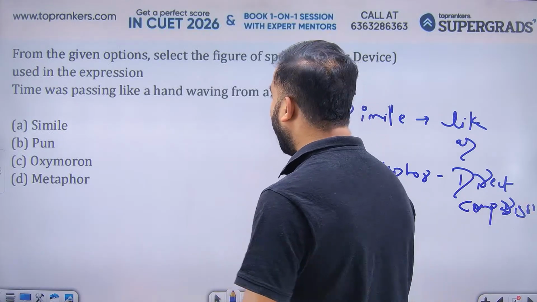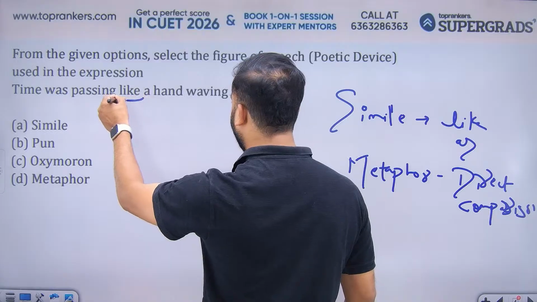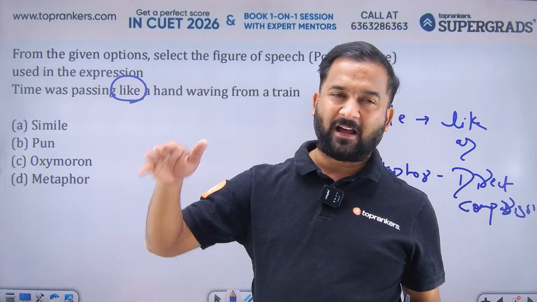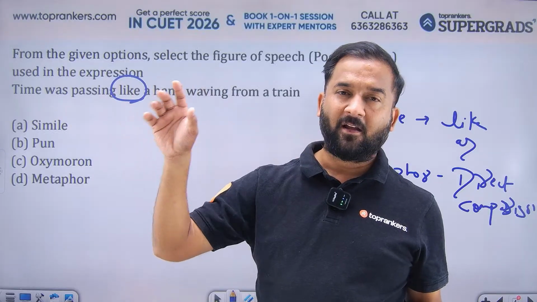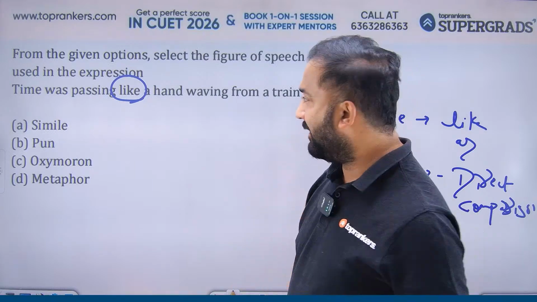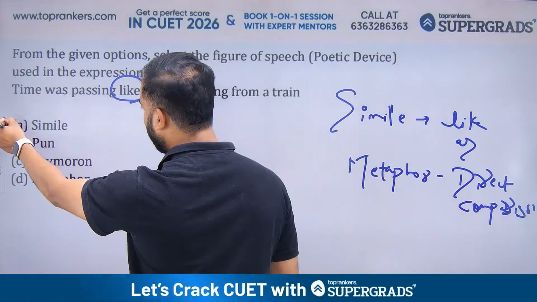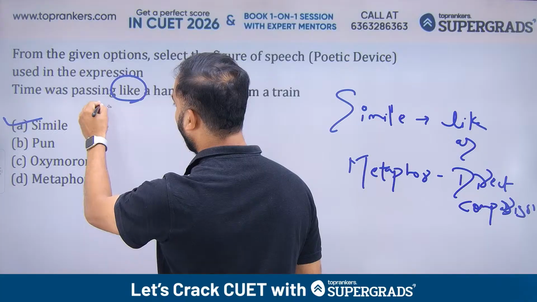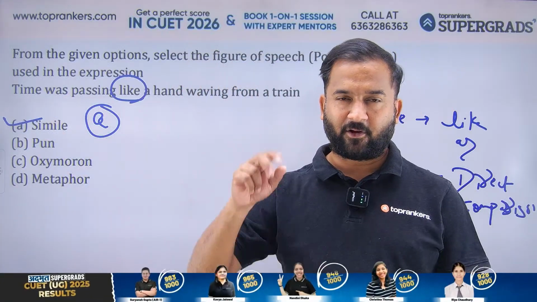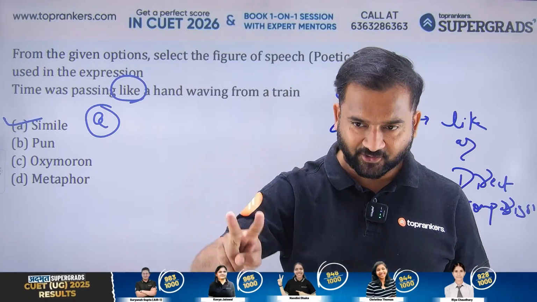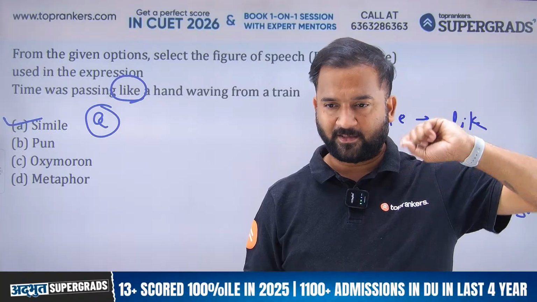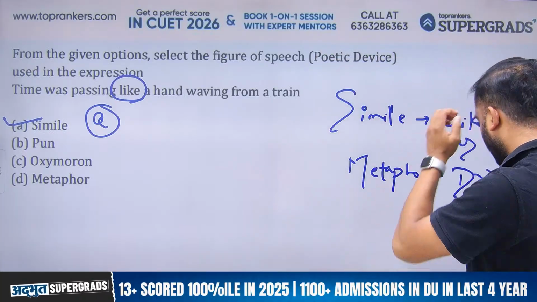So it says time was passing like a hand waving from the train. So there is comparison between time and a hand that is waving from the train, using the words like and as. So it has to be simile, students. A must be the correct answer for the second question of today's session. Yes, your answer is absolutely correct. Let's quickly move to the third question for today.